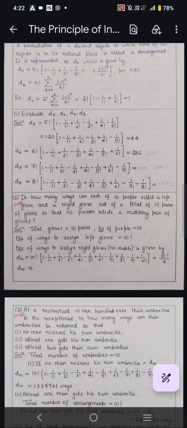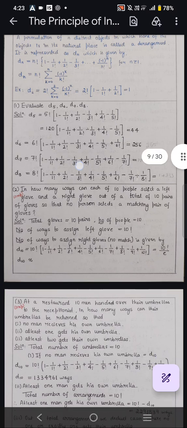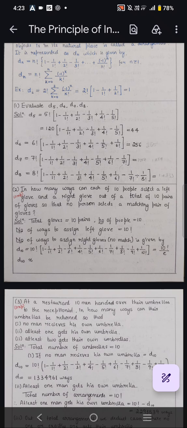For example, we'll consider d2. d2 equals 2 factorial times the summation over k from 0 to 2 of minus 1 power k by k factorial. That gives you 2 factorial into 1 minus 1 by 1 factorial plus 1 by 2 factorial, which equals 1 only.